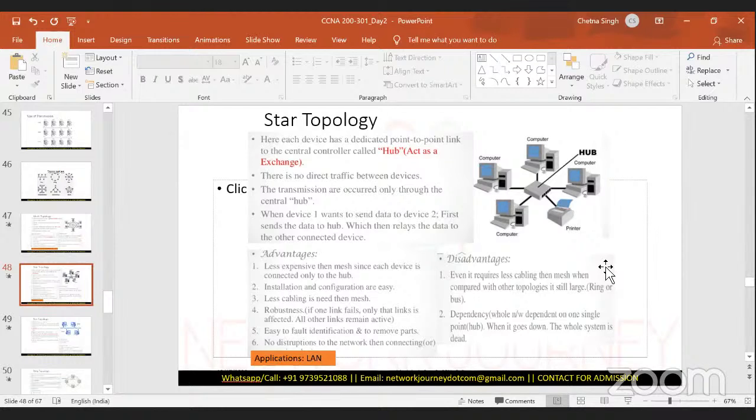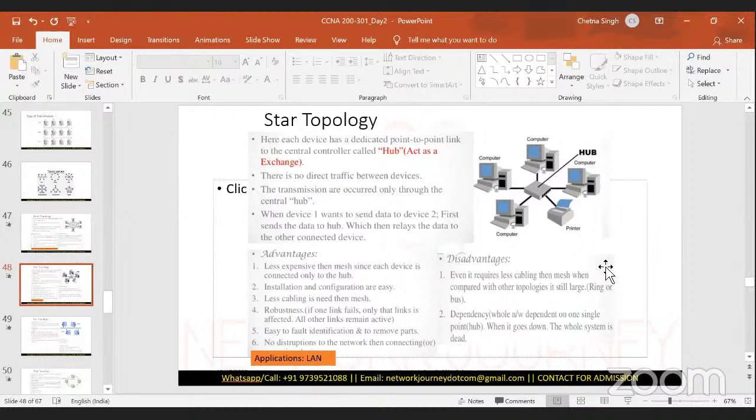And again, if any link fails between the hub and the system, only that link will be affected. No other link will be affected. But the disadvantage is very evident: if the central controller fails, the dependency is on the central controller. So if it goes down, then the whole system will go into deadlock. The system will be dead at that time. Most of the time we see the applications of this topology in LAN.